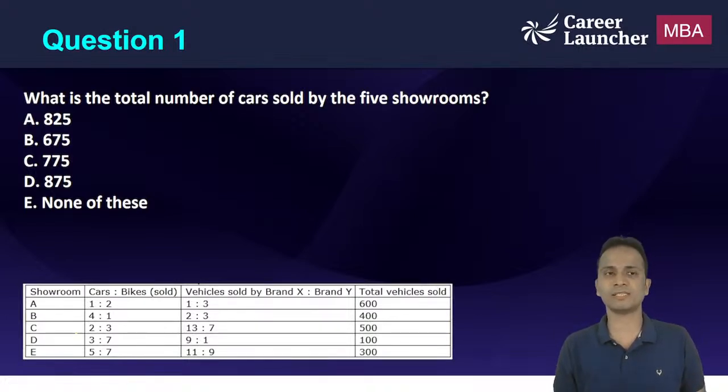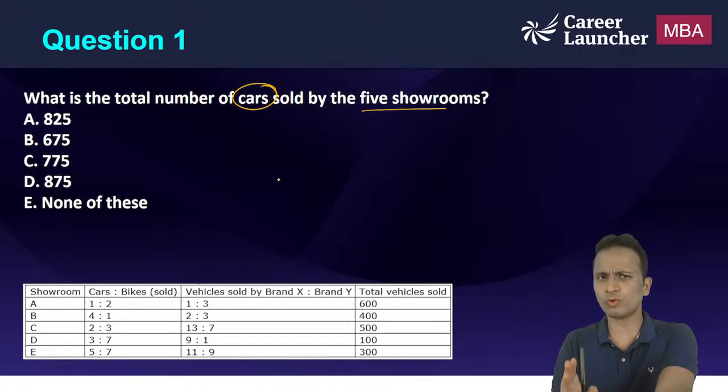from this set. So first question, what is the total number of cars sold by the 5 showrooms? I want the number of cars, right? So if you want the number of cars, I'll give you 1 minute. No, not 1 minute, 30 seconds. 30 seconds to give an answer. Come on, give me an answer. So 30 seconds. What is the total number of cars sold by the 5 showrooms?